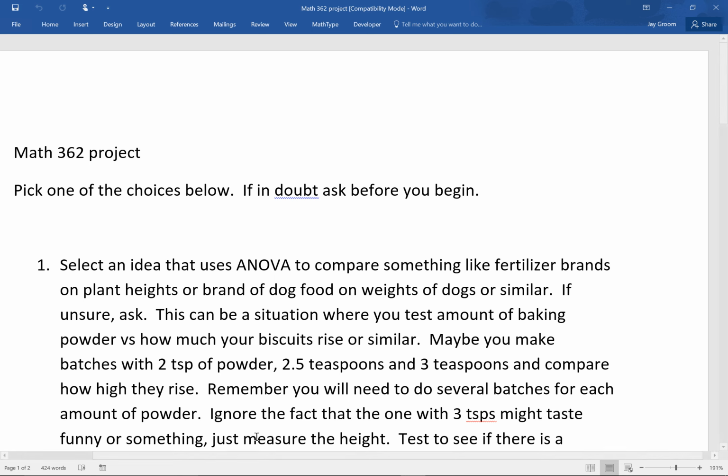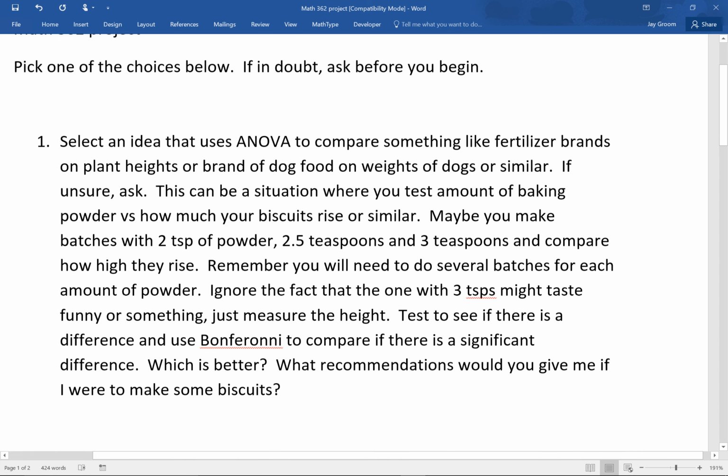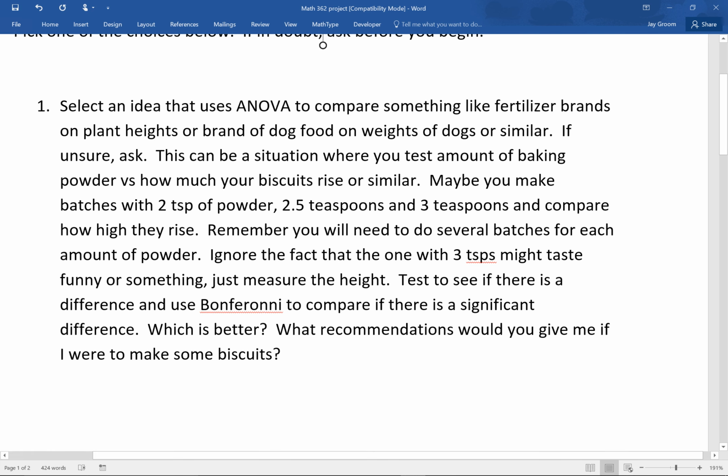If in doubt. Why did it underline that? When in doubt? If in doubt. In doubt, comma. Oh. There's a reason I teach math. There we go. All right. Nice.